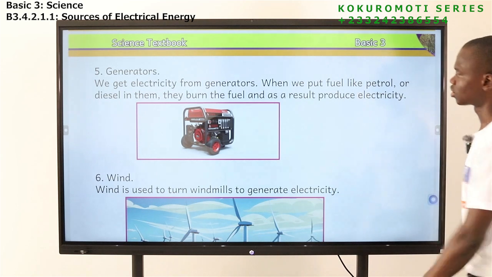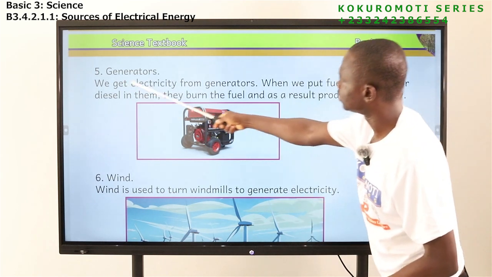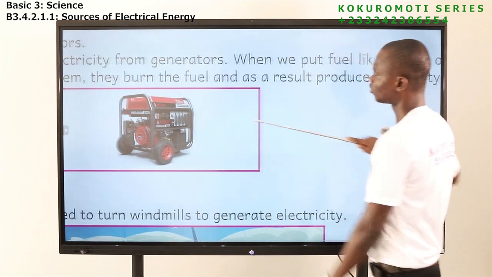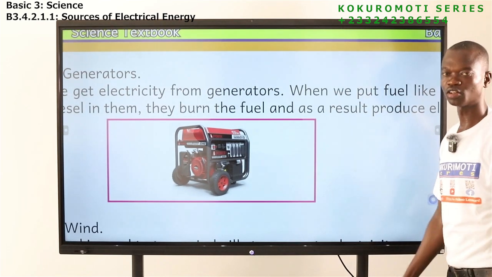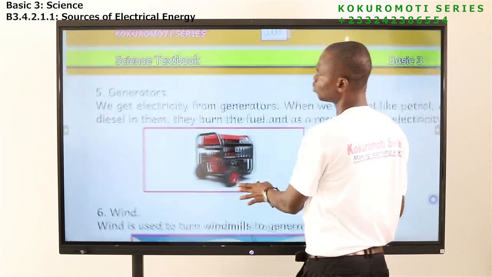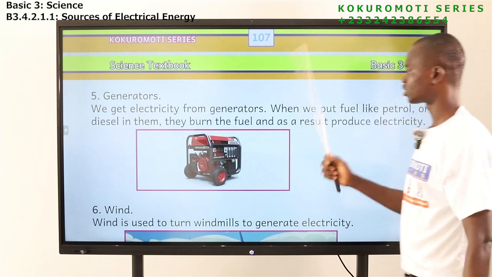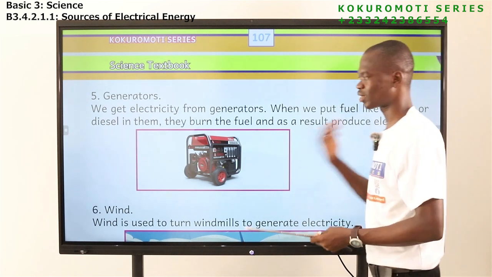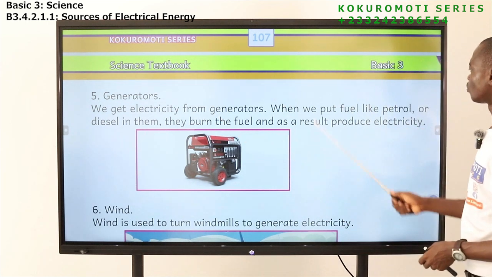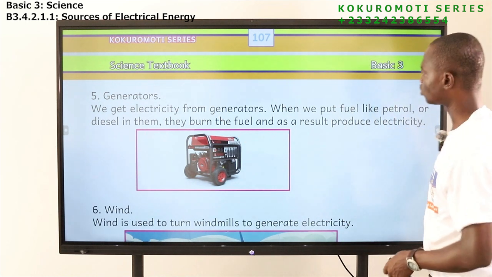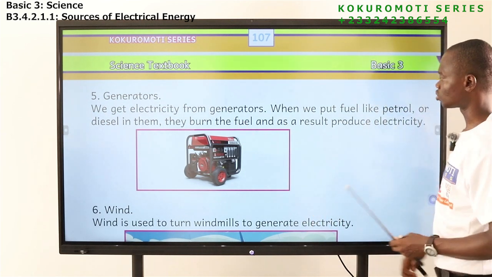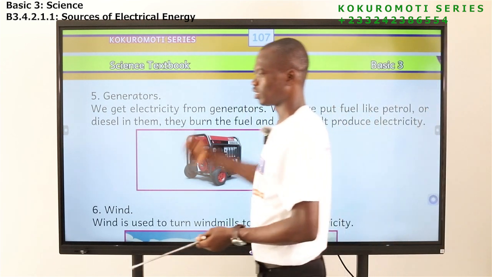Let's look at another source of electricity. Generators. I believe you have seen generators before. When there is light out, we use this in our homes, in our offices, and other places, especially at churches. So whenever the light goes out, they turn on the generator. The generator will supply them with electric power. When we put fuel like petrol or diesel into them, they burn the fuel and as a result produce electricity.